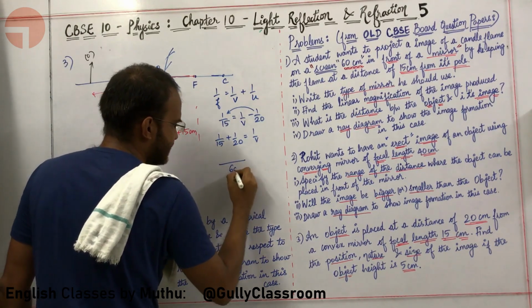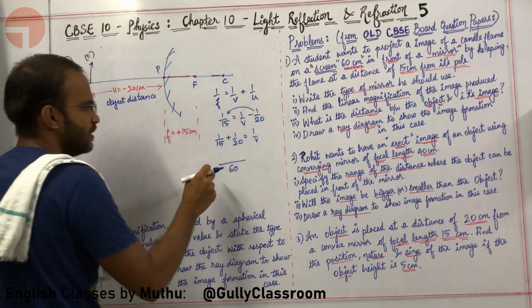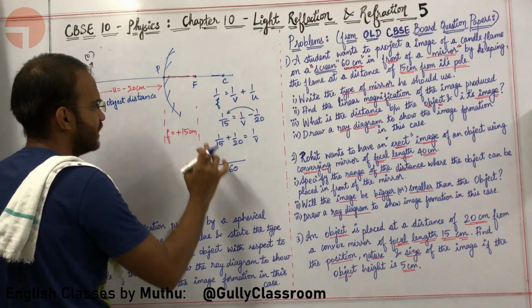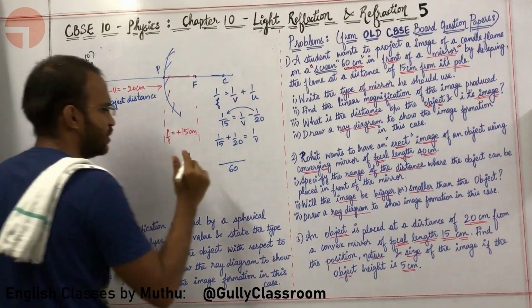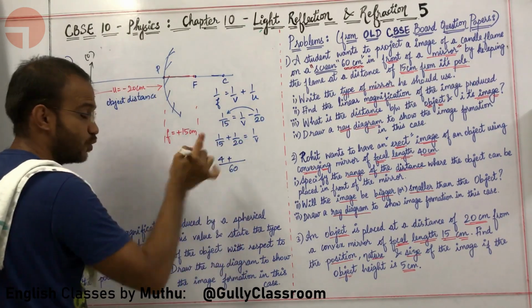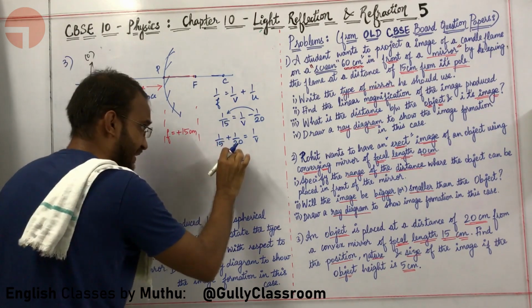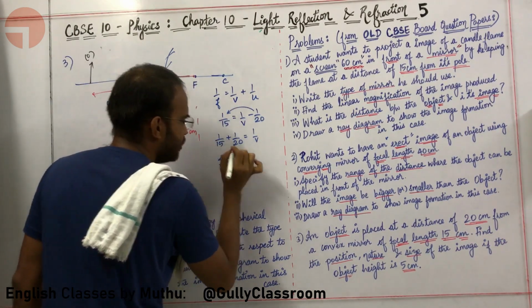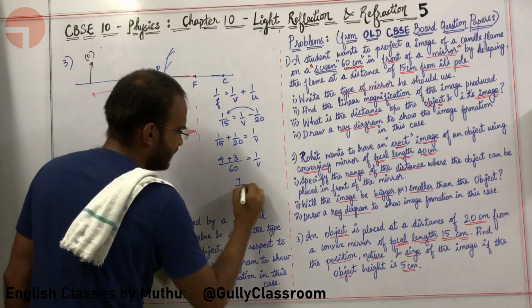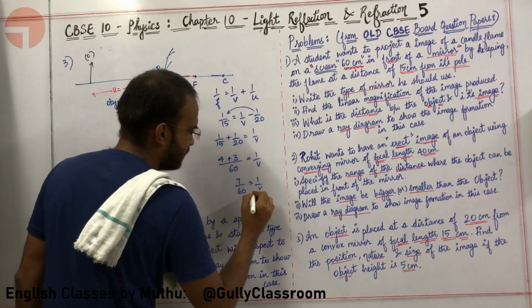Let me take the LCM. Here it is 60. So 15, what must be multiplied with 15 in order to get 60? I think I need to multiply 4. So 4 plus. What must be multiplied with 20 in order to get 60? I need to multiply 3. That is fine. Which is equal to 1 by v. So 7 divided by 60 is equal to 1 by v.